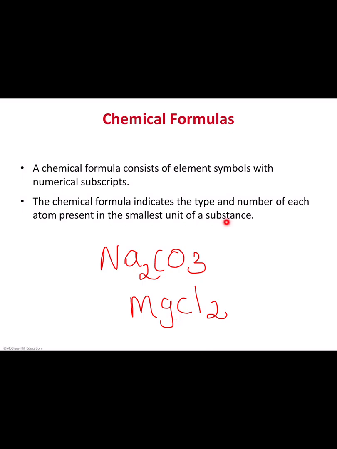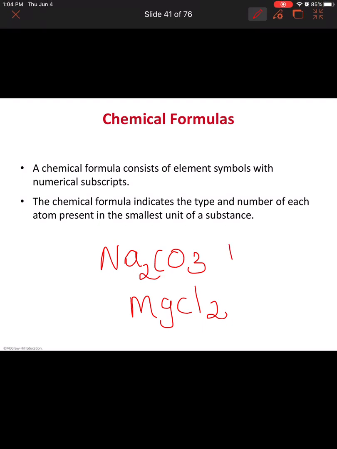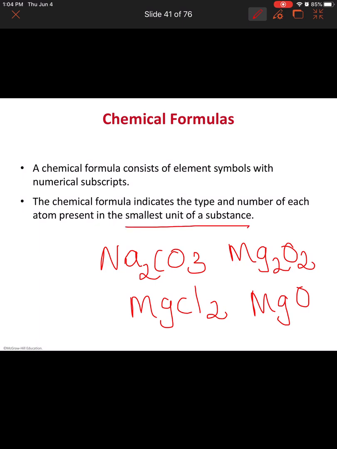Also, these subscripts have to be present in the smallest unit of a substance. For example, in an ionic compound, let's say you have something like Mg2O2. Since this is an ionic compound, we're going to keep it as the smallest ratio, magnesium oxide. That is the smallest unit of a substance.